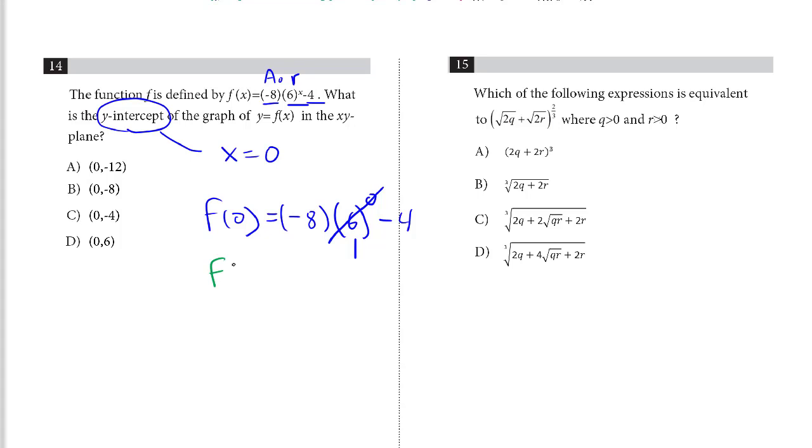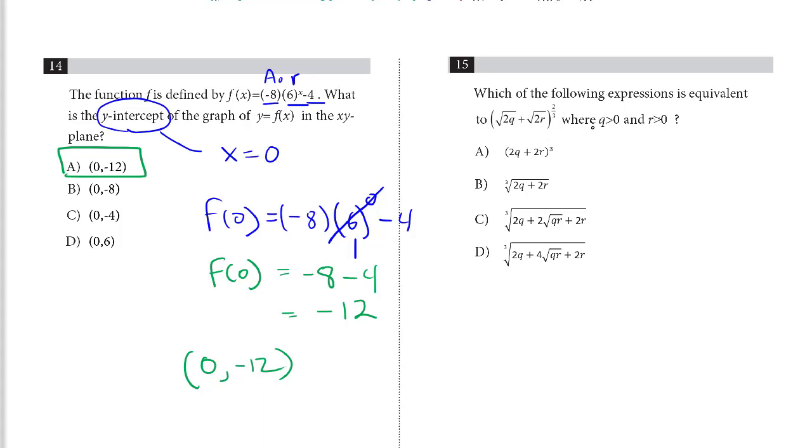So now we can actually evaluate. f of 0 equals minus 8 times 1, which is minus 8, minus 4, which equals minus 12. So my y-intercept is going to be 0, comma, negative 12. Is there an answer like that? Yes, there is. A is the correct answer, 0, comma, negative 12.